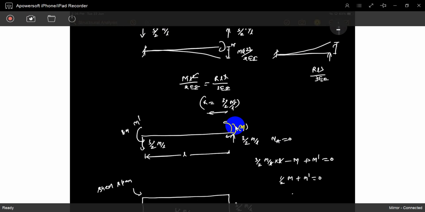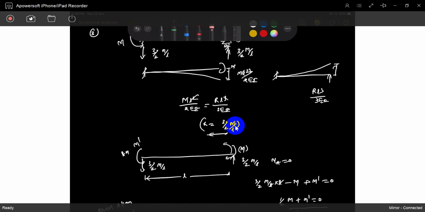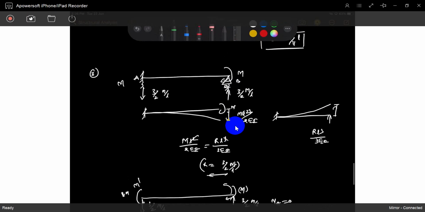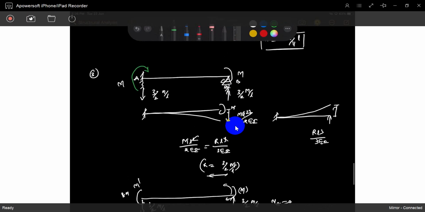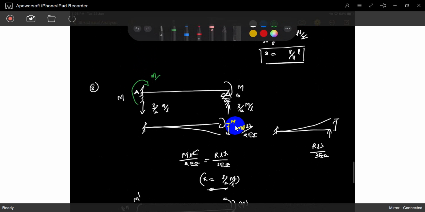1 by 2 is 0. C is m dash, is minus m by 2. Sir, what is minus? Minus means our assumption direction is wrong. So the original direction is what? The moment is developed in the opposite direction. This is the direction. How much is it? M by 2. That's it, na?